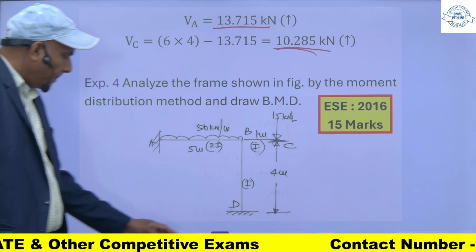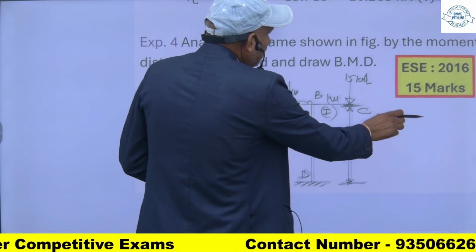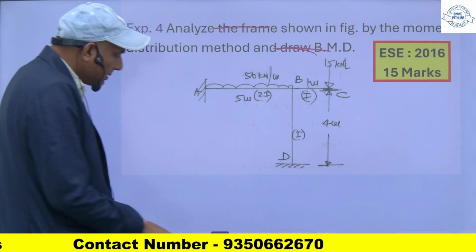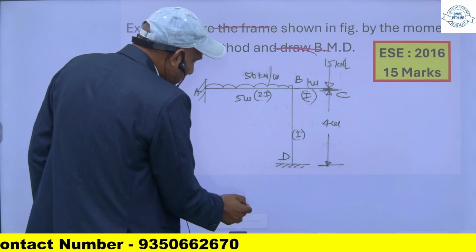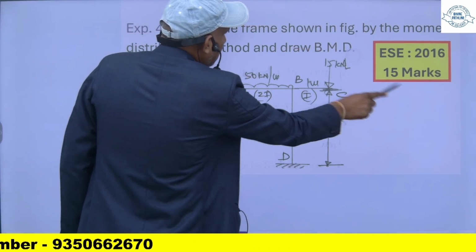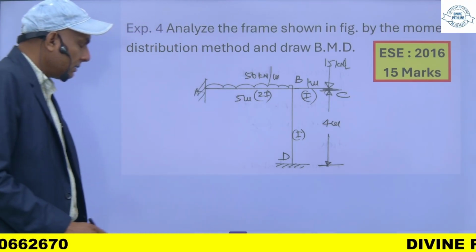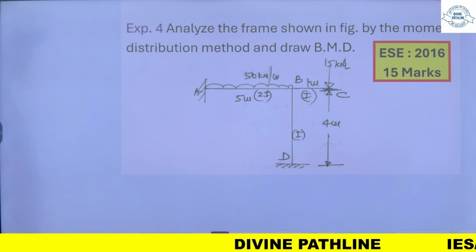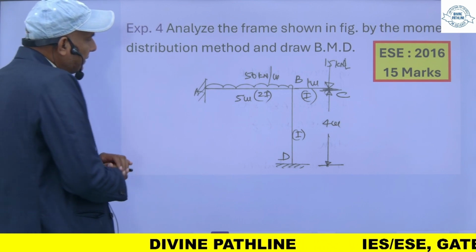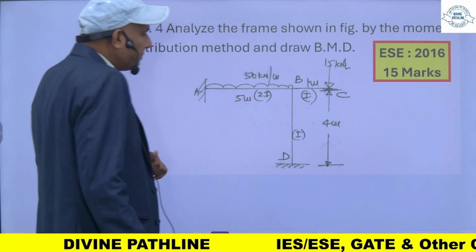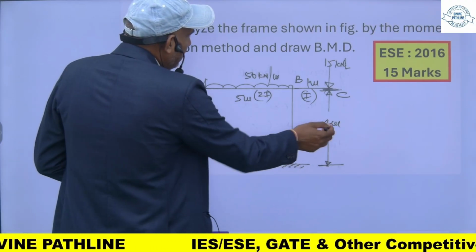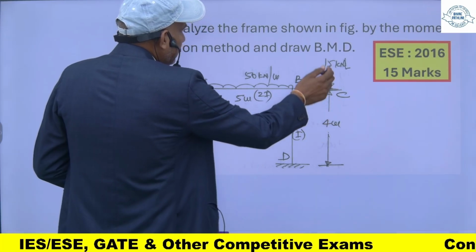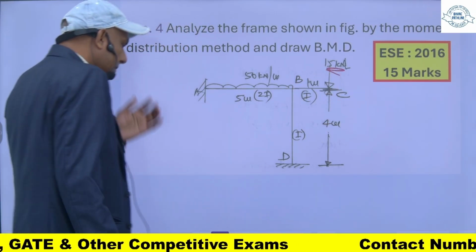Another question, this question came in Engineering Services 2016 and it is of 15 marks. So this is a portal frame, this end is fixed, there is a UDL of 50 kilonewton per meter, this is 4 meter, and there is an overhang portion, and a 15 kilonewton load is acting on this.